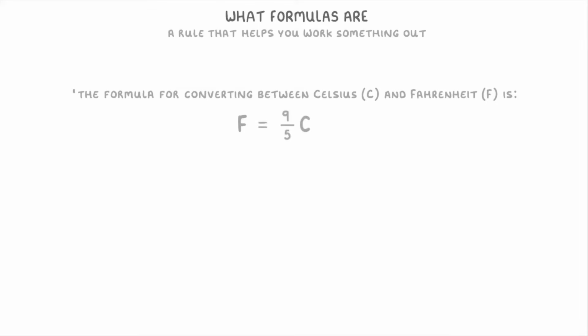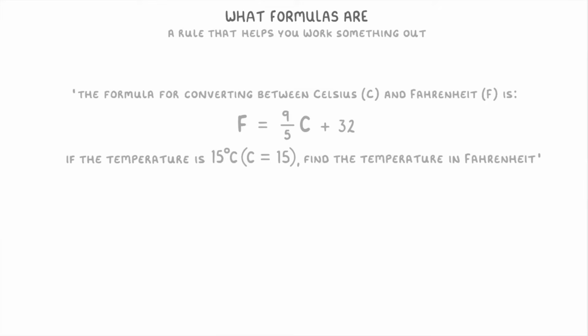Now, that's pretty much all there is to formulas. But sometimes they might look a bit more complicated. So let's have a go at a slightly trickier one. The formula for converting between Celsius and Fahrenheit is F equals 9/5 C plus 32. If the temperature is 15 degrees Celsius, so C is 15, find the temperature in Fahrenheit.